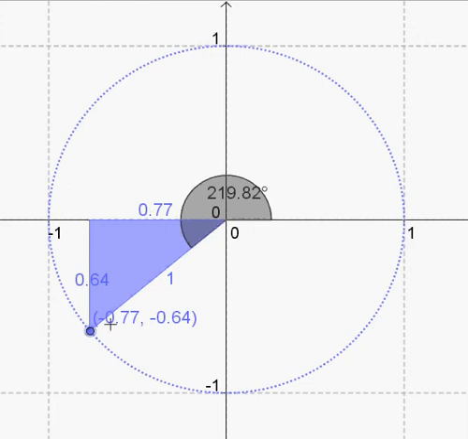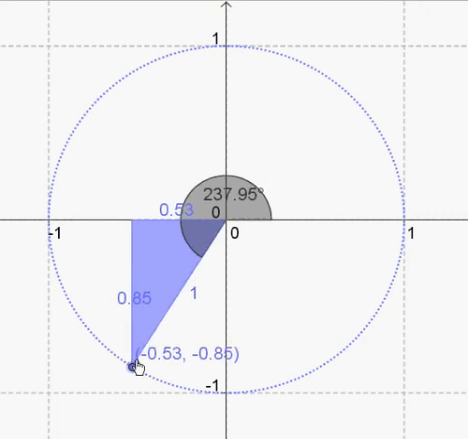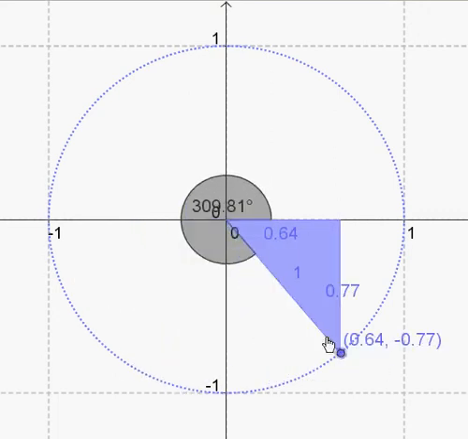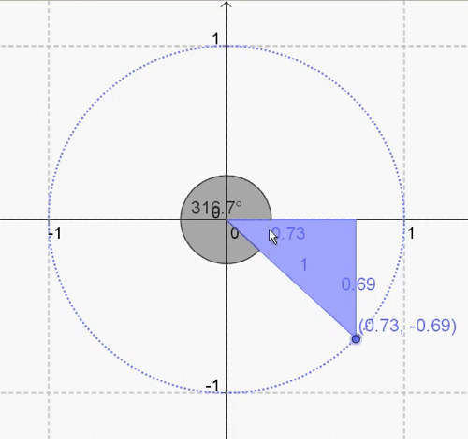To find this reference angle, you'll see that I take the whole angle, roughly 220 degrees, and I'm going to subtract the top part, which is 180. So the reference angle here is roughly 39.82 degrees. The sine and the cosine that you're going to get are going to be these right here for the reference angle.